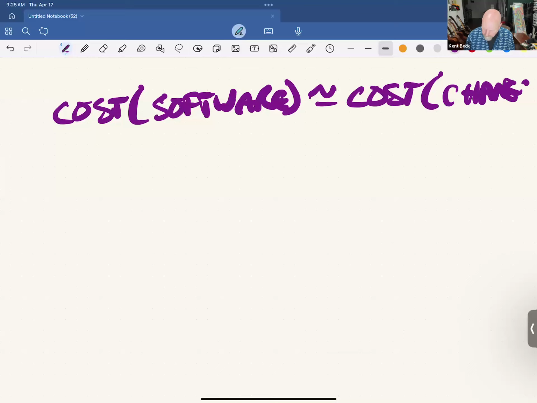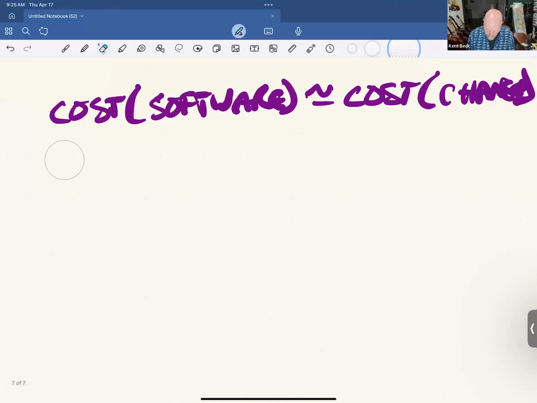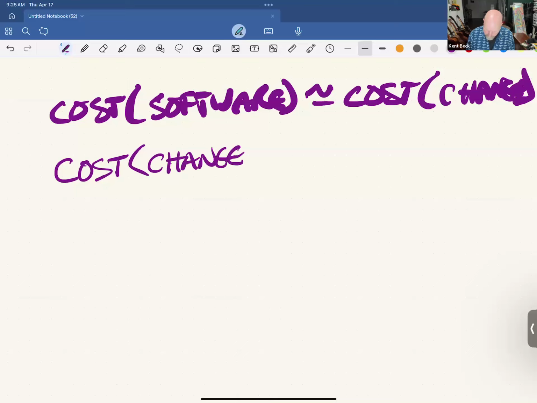That initial development, we don't really care about that. I'm going to go to a smaller pen. But the cost of change, all changes are not the same. This is an interesting observation. The cost of change is then approximately equal to the cost.